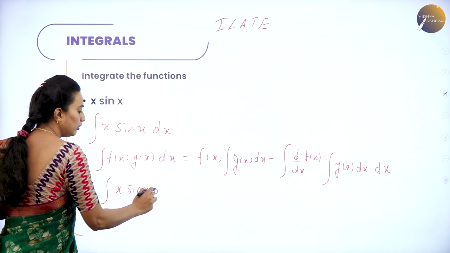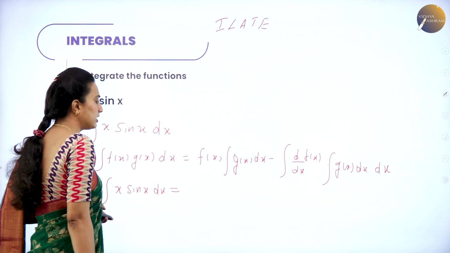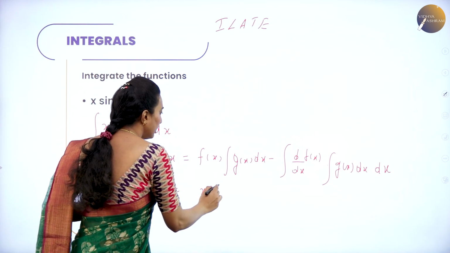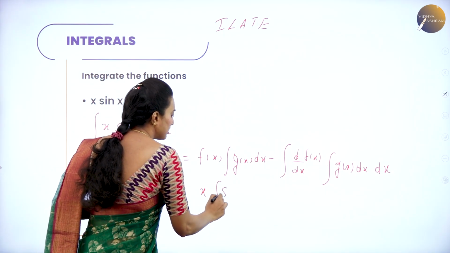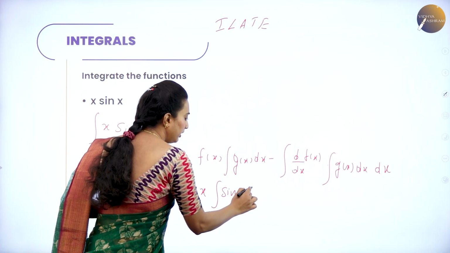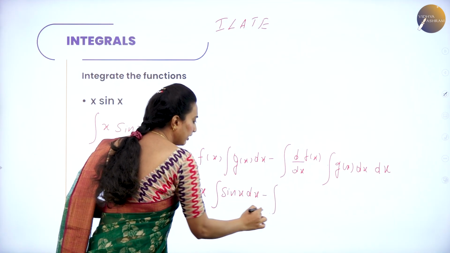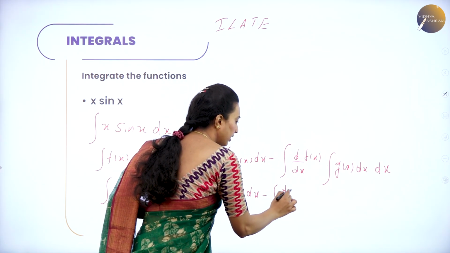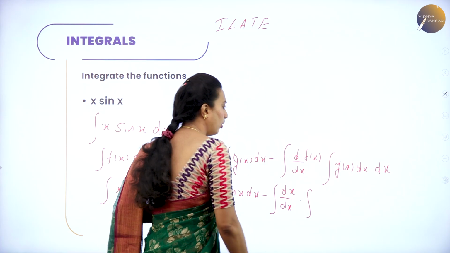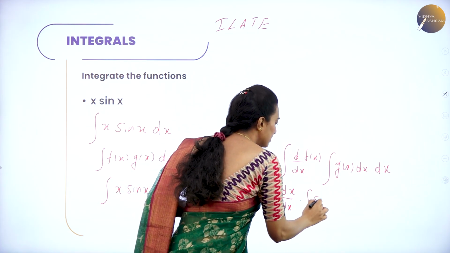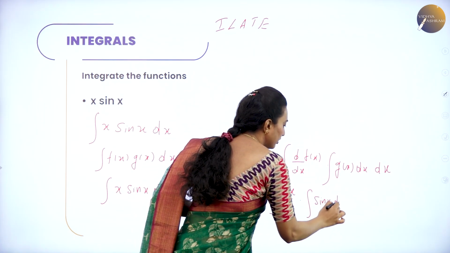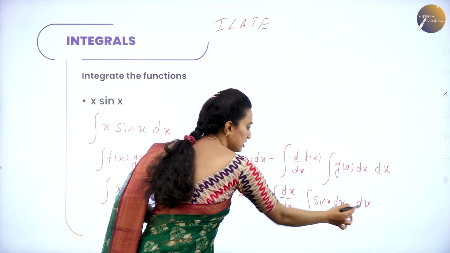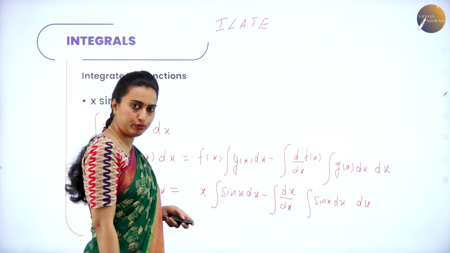Now accordingly let me move. Integral of first function is x, second function is sin x into dx, which implies that f of x is nothing but what? Here we are having x into integral of sin x into dx minus integral of d by dx of x into integral of g of x, which is sin x into dx, into dx. See, this dx is for this integral and this dx is for this integral. I hope you got that one.